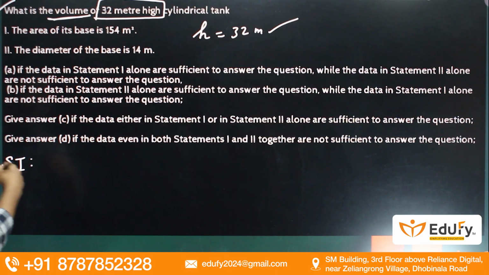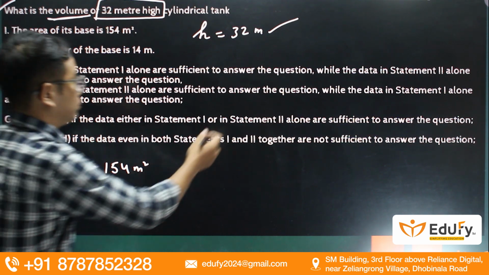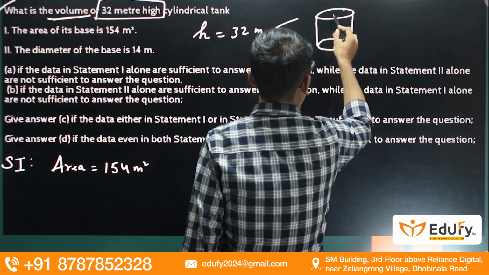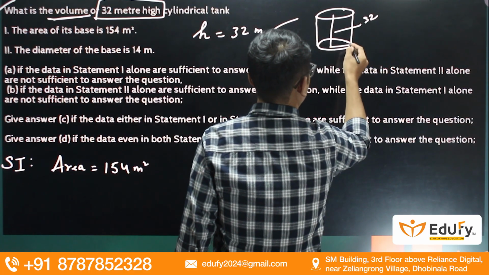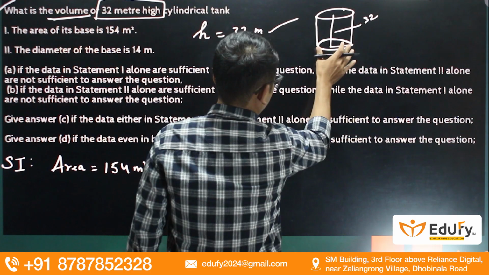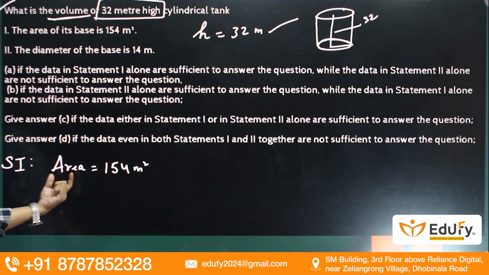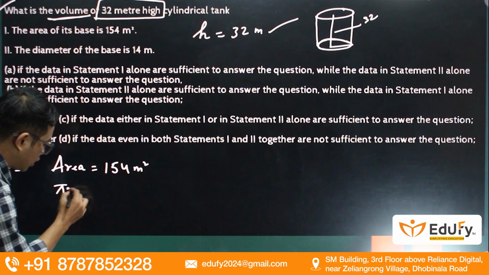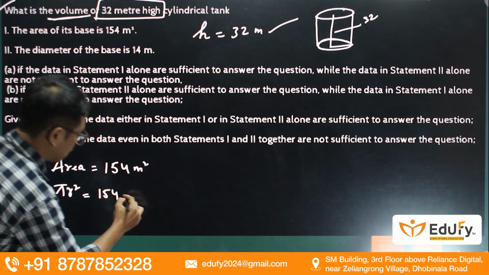Here, it says the area of its base. Since this is a cylinder, the height they have mentioned here already is 32. And obviously this is the area of its base, so we call this the base. This is a circle shape, so this one is the area of a circle, which is pi r squared, equal to 154 meter square. Okay, so this is the area.